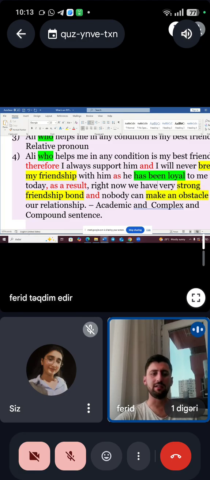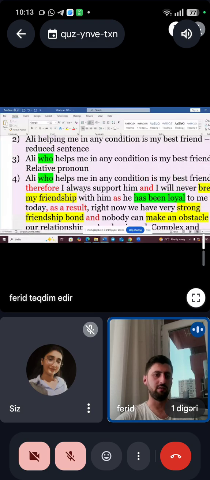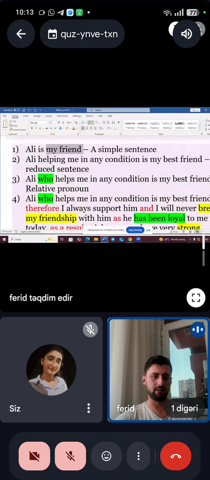By writing this sentence, I show that I know relative pronoun and present perfect. I know vocabulary like collocations: break my friendship, have a very strong friendship bond, make an obstacle. And also I show that I know some linking words and conjunctions like therefore, and, as a result. But if I write the first sentence, what will I show to an examiner? Nothing. That's why it should be useless.